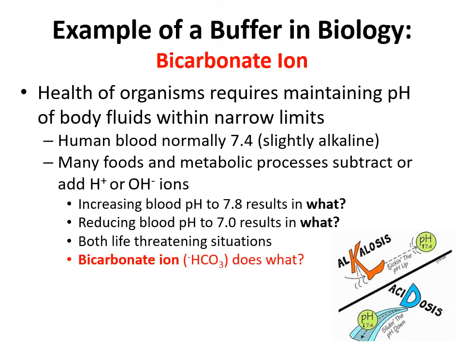And like we said in the previous slides, buffers can either absorb the extra ions, so absorb the hydrogen or hydroxy ions, or they can counter by adding the opposite ion. Okay, so you end up avoiding acidosis or alkalosis. Okay, so increasing blood pH to 7.8, you can write this word here, alkalosis. Reducing blood pH to 7.0 results in acidosis. Either one is a problem. So how does the body protect against these? The answer is bicarbonate ions. Okay, protect against alkalosis and acidosis in the blood.